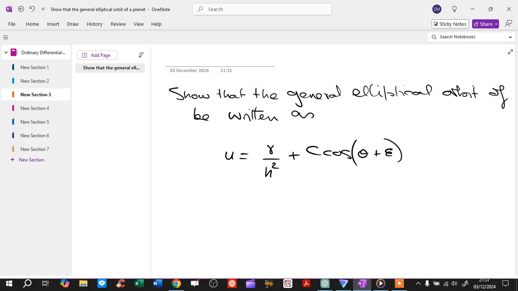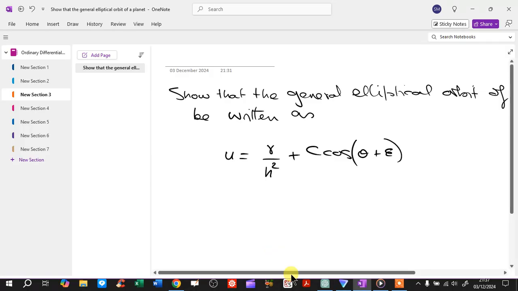In this video I've decided to show you how to derive an ordinary differential equation that results in the general solution u equals gamma over h squared plus c cos theta plus epsilon, that describes an orbit of a planet. As planets orbit the sun, in our case in the solar system, the orbit can be described by this equation, which I've just read out.